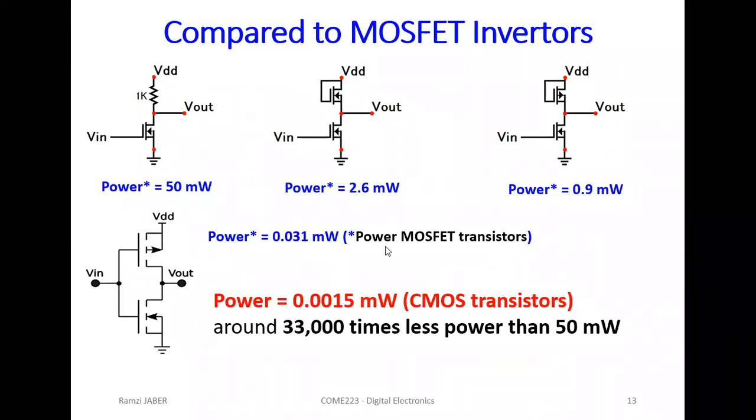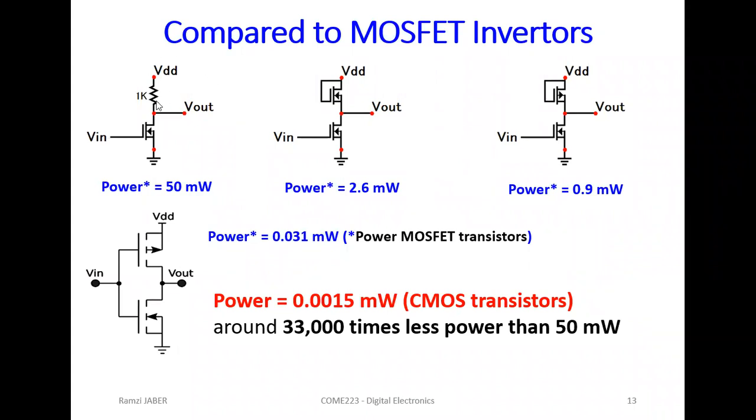But in real life, in real data, if we use CMOS transistors, the power will be 0.0015 milliwatt. So around 33,000 times less than the first one. Okay, imagine the decrease in power and the heat, and of course the size also. Any question here? No, doctor. Perfect.